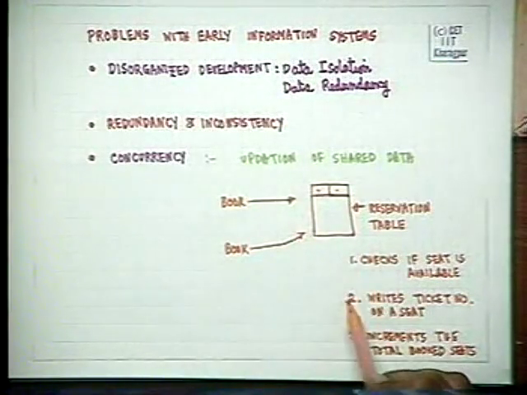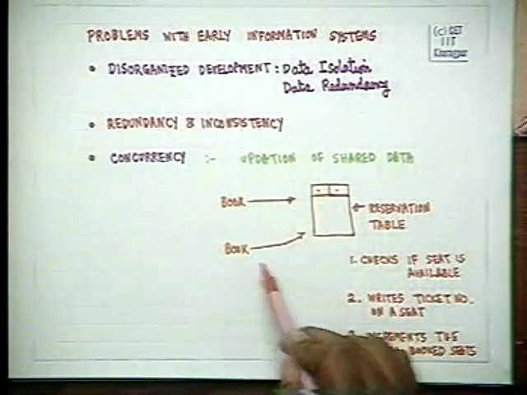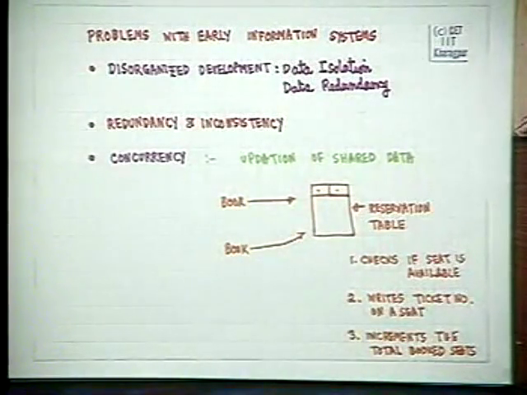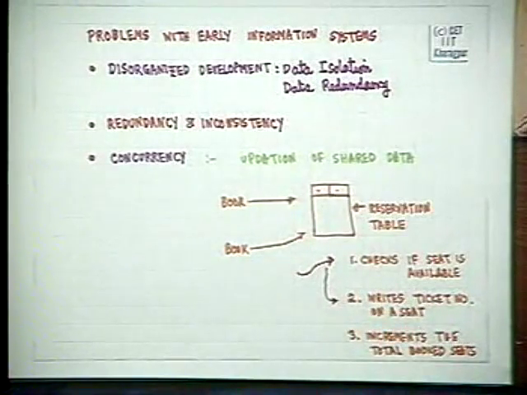Now these three steps cannot be done in one machine cycle. It takes a sequence of instructions, a sequence of file accesses, and it takes a considerable amount of time considering the time that is spent in running programs on a computer. Now this is where the problem comes up. I'll give you an example. Two people have concurrently accessed this. One person checks this and finds a seat is available. At a particular point of time, he checks that a seat is available. And he goes and writes down on the seat number, say 21, his own ticket number.